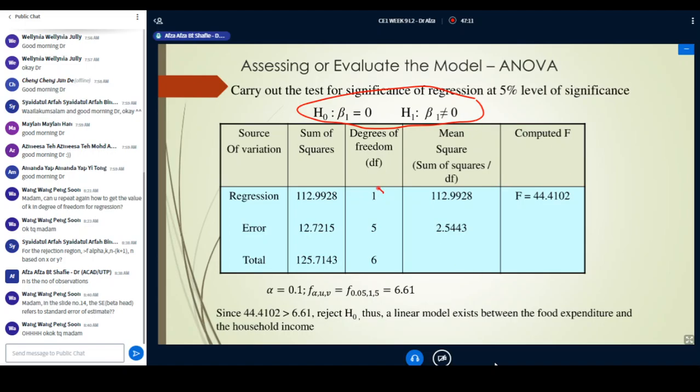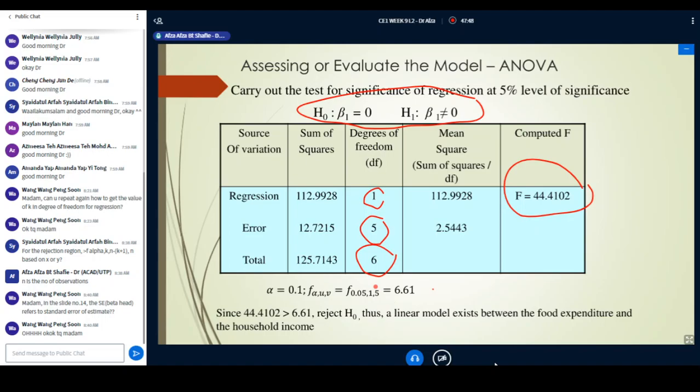Now this here is 1 because I only have one variable, which is the income. This I have 6 because altogether I have 7 variables, so 7 minus 1 gives me 6. My error will give me n minus (k plus 1), so 7 minus (1 plus 1), which is 7 minus 2. That will give me 5. So at the end of the day, I have a value of 44.4102. Then I look at the table.